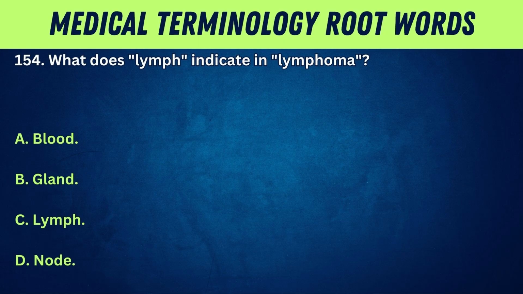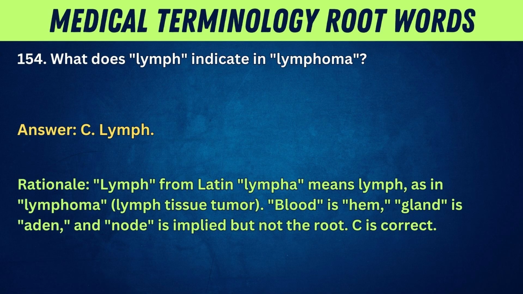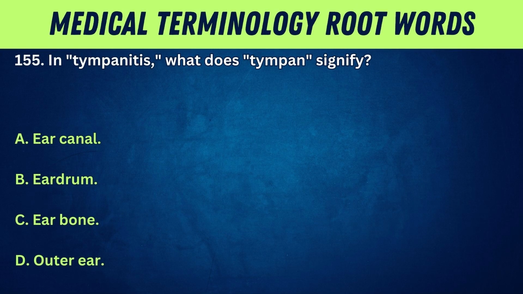154. What does lymph indicate in lymphoma? A. Blood. B. Gland. C. Lymph. D. Node. Answer: C. Lymph. Rationale: lymph from Latin lympha means lymph, as in lymphoma, lymph tissue tumor. Blood is hem, gland is aden, and node is implied but not the root. C is correct.